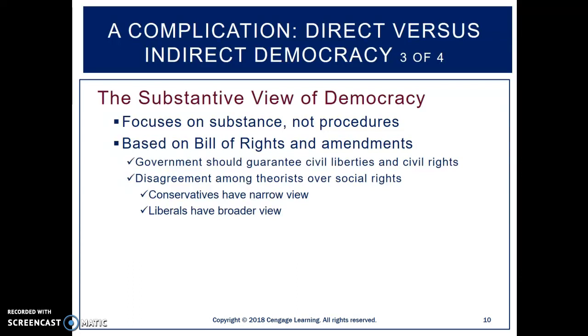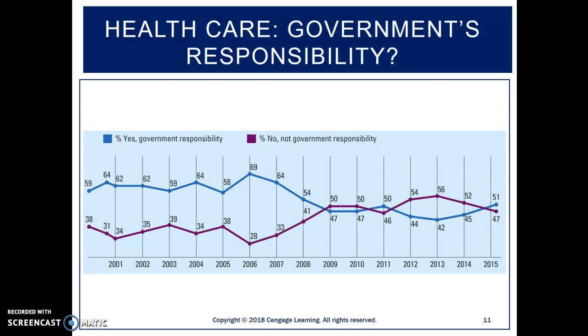Again, substantive is what makes up the democracy, what makes up the government, not so much the policies that are followed or the procedures that are followed to get there. So take, for example, healthcare. Is it a right in a democracy like ours? Interestingly, people's opinions have changed over time.